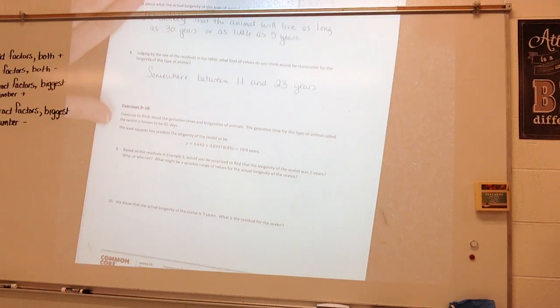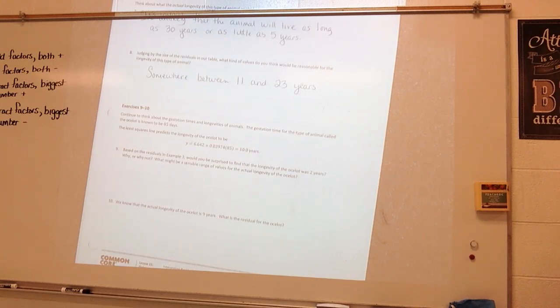Alright, continue to think about the gestation times and longevity of animals. The gestation time for the type of animal called the ocelot is known to be 85 days. The least squares line predicts the longevity of the ocelot to be 10 years. Based on the residuals in example 3, would you be surprised to find that the longevity of the ocelot was 2 years? Why or why not? And what might be a sensible range of values for the actual longevity of the ocelot?